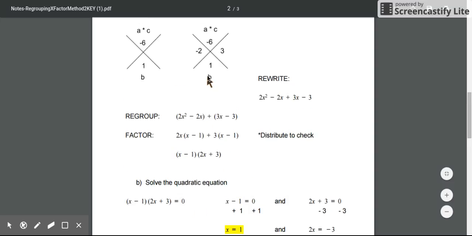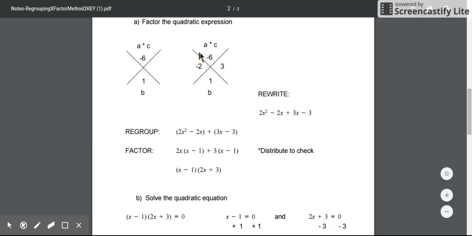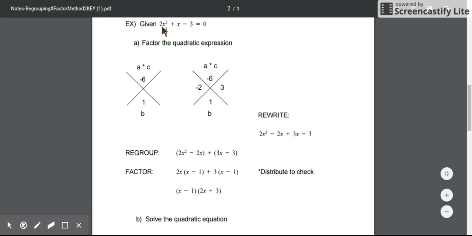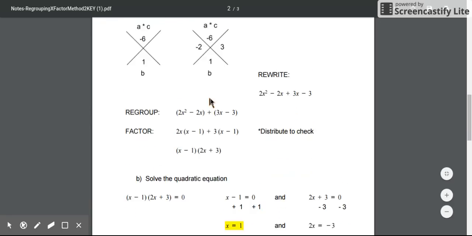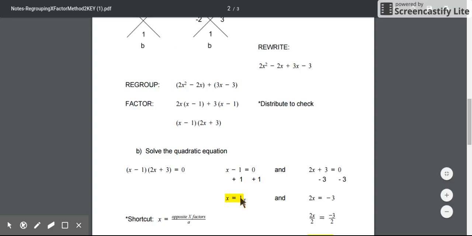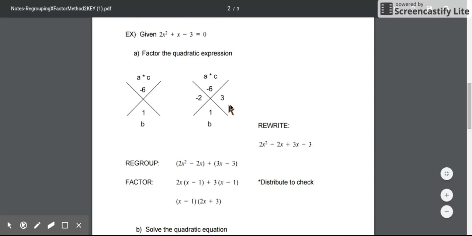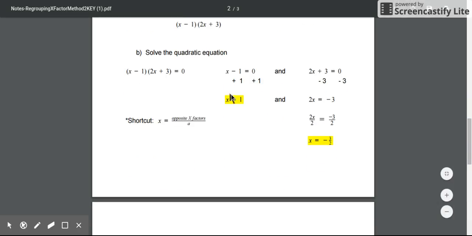So let's see what happens. If I take the opposite of negative 2, that's positive 2. And if I divide that by our a term, 2, positive 2 divided by 2 is 1. That's one of our solutions. Let's do it on this factor. The opposite of positive 3 is negative 3, divided by the a term. Negative 3 divided by 2 is our other solution, negative 3 halves.